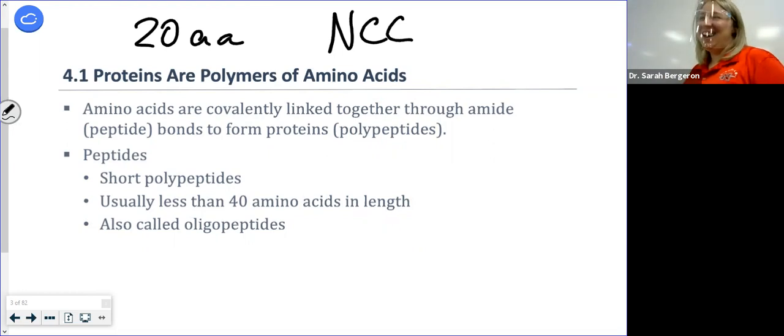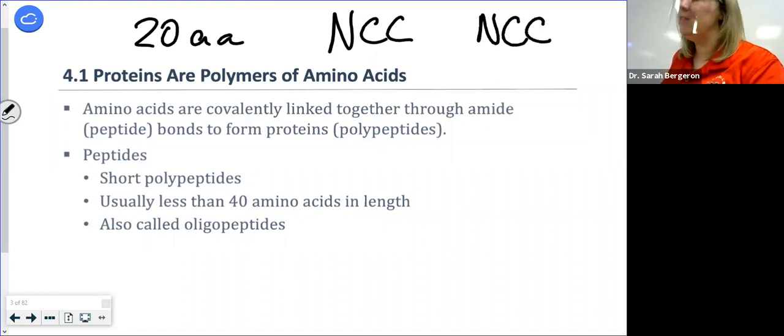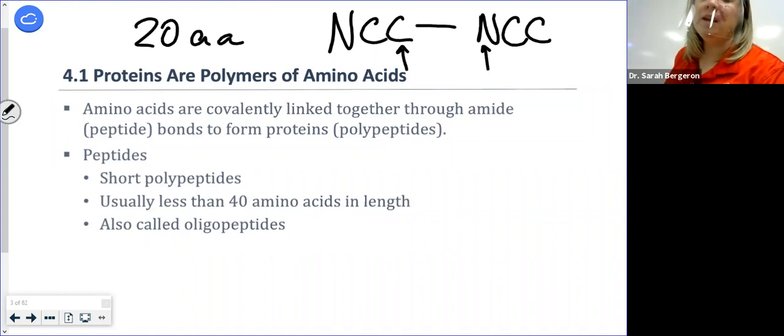I'm so proud. Yay. So if I wanted to link one amino acid to another amino acid, I have amino acid 1, amino acid 2. What's going to happen? I'm going to make an amide bond between this carbon and this nitrogen, right? So that's why you maintain NCC, NCC.